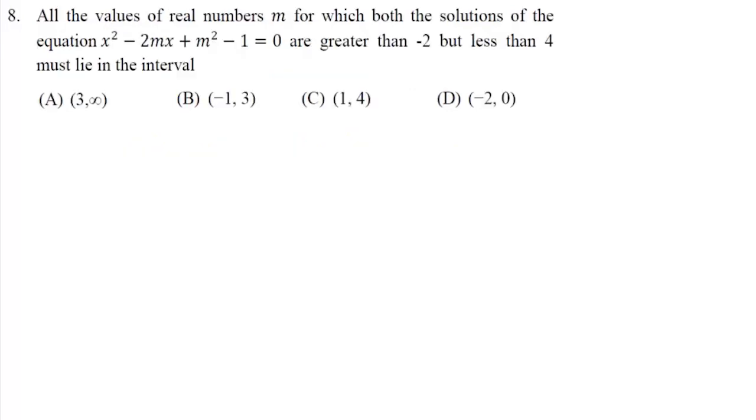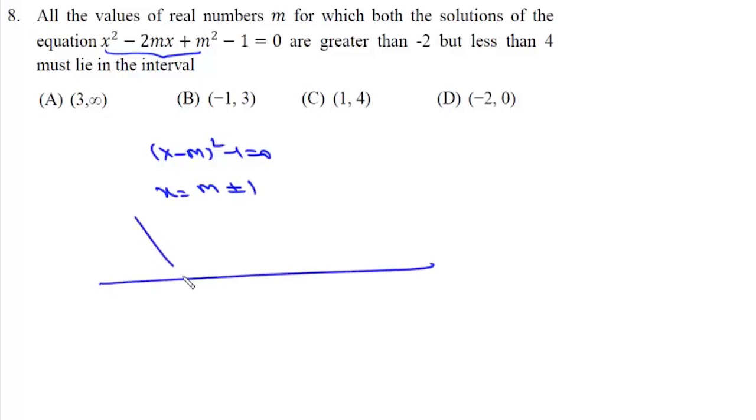Now question number 8 is, all the values of real numbers m for which both the solutions of the equation are greater than minus 2 but less than 4 must lie in which of the following intervals. Now if we look at this equation, this is a square plus b square minus 2ab. So we can write this as (x minus m) whole square minus 1 equals 0, or the value of x is m plus or minus 1. So the two roots of this quadratic equation are m minus 1 and m plus 1.